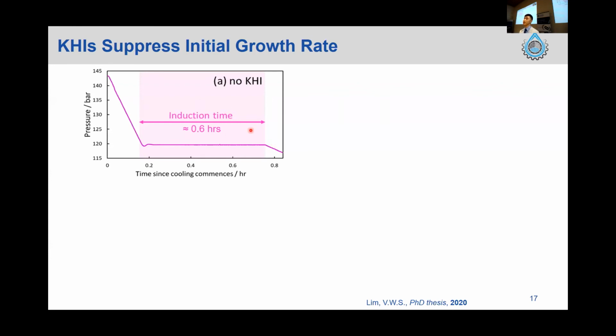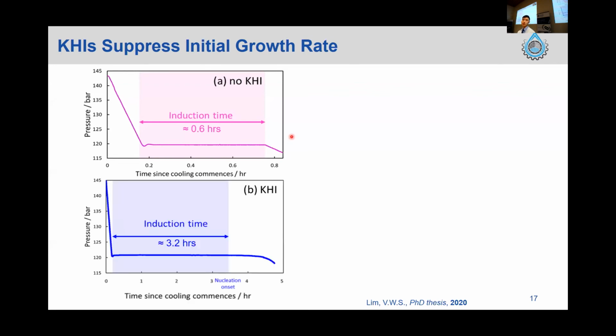In the uninhibited system, no KHI, you get about half an hour, 0.6 hours, and then for the growth we can translate the pressure drop data into growth rate data, and we can just fit a straight line here. Okay, and that is the uninhibited system. So what happens if you add KHI? You can see that it sits for a longer period, which is 3.2 hours in this case, and after that the pressure drop is extremely slow.